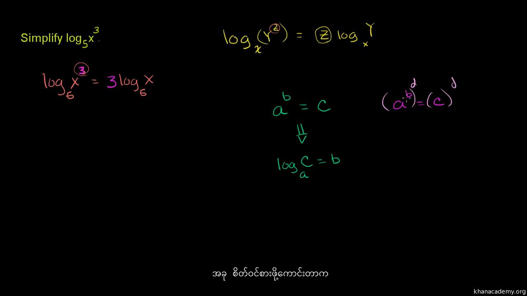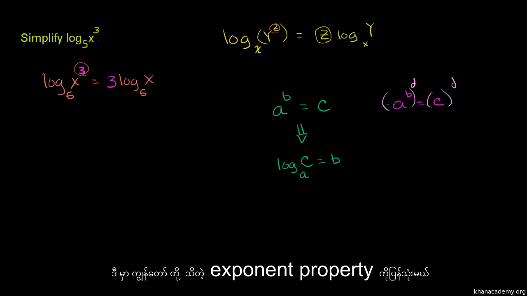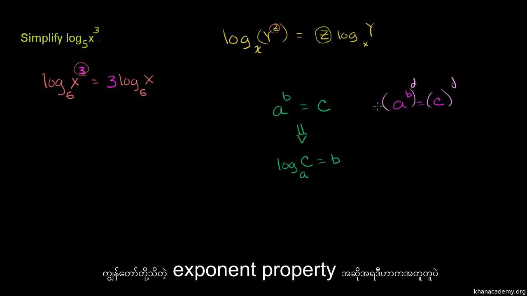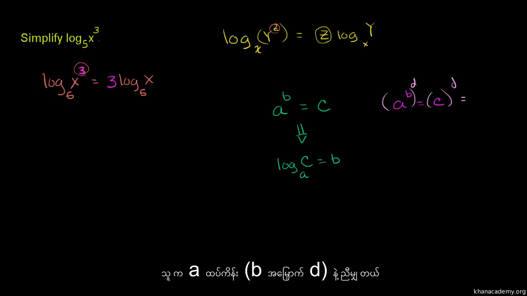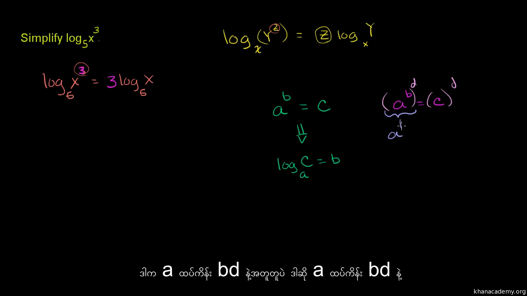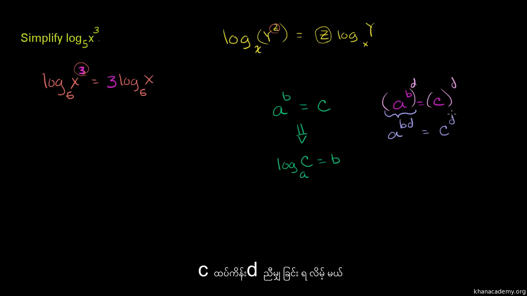Now, what's interesting over here is we can use what we know about exponent properties. Look, if I have a to the b power and then I raise that to the d power, our exponent properties say that this is equal to a to the bd power. Let me write it here, in a different color. This right over here, using what we know about exponent properties, is the same thing as a to the bd power. So we have a to the bd power is equal to c to the dth power.